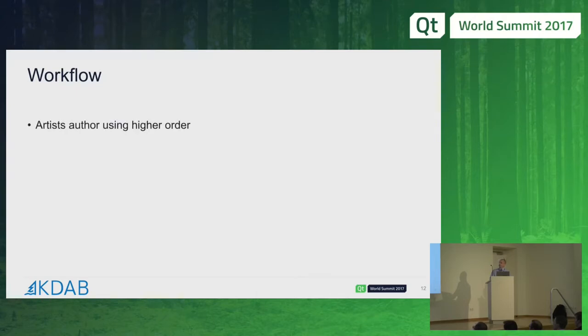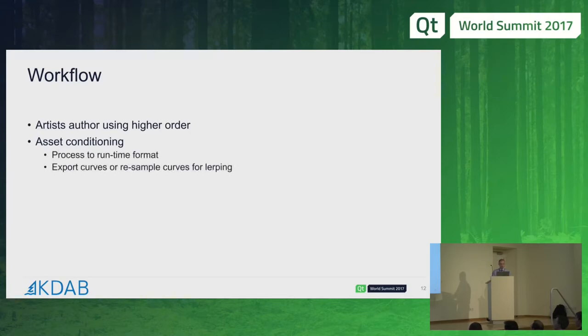So the workflow of this is your artist, your animator, will author some animations using higher level primitives. It might even come out of a physical simulation, depending on what you're trying to animate. And then you will condition that data somehow. You might decide to resample it, so you're using linear interpolation at runtime, or you might package it in a nice, convenient binary format. That's your call to make. So we process it through a nice runtime format. Or we can export curves. And then finally, you need an application that consumes that data and does something with it. And that's what the subject of this talk is about.